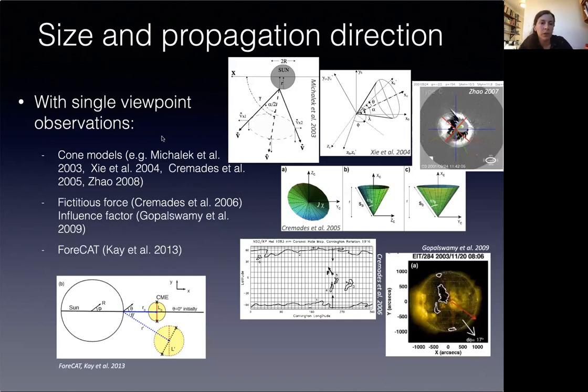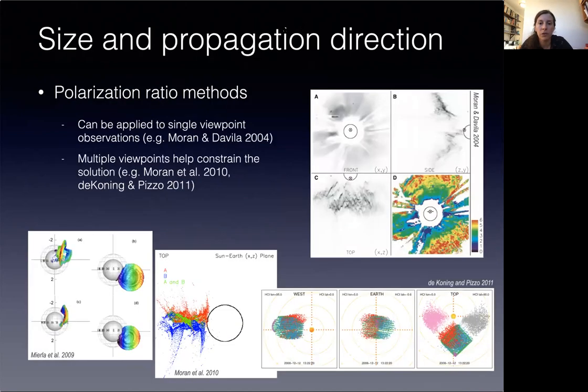2018. So various approaches have been proposed to assess propagation direction and size. There are some techniques that can be applied on the basis of single viewpoint observations, like those from SOHO, that is from the perspective from Earth. This is the case, for instance, of cone models, like this one from Michalek et al. This one from Zhao et al., from Cremades et al.